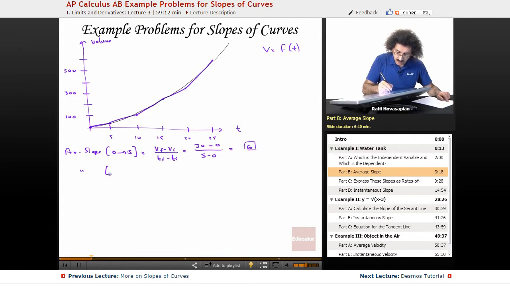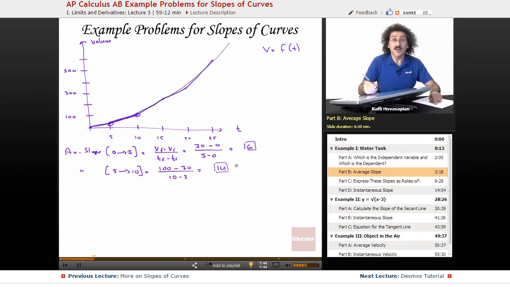Now, the average slope for the time interval 5 to 10. Now we're finding the slope of that. So this is going to be a certain xy value. This is going to be a certain xy value. So again, it's going to be delta y over delta x. And the delta y, when I look at the table of values, at 10, the value was 100. So it's going to be 100 minus the value here, which was 30, over 10 minus 5. And this value is going to be 14.